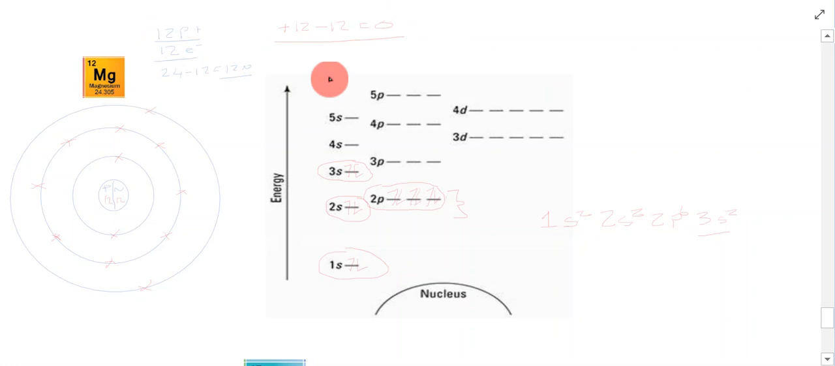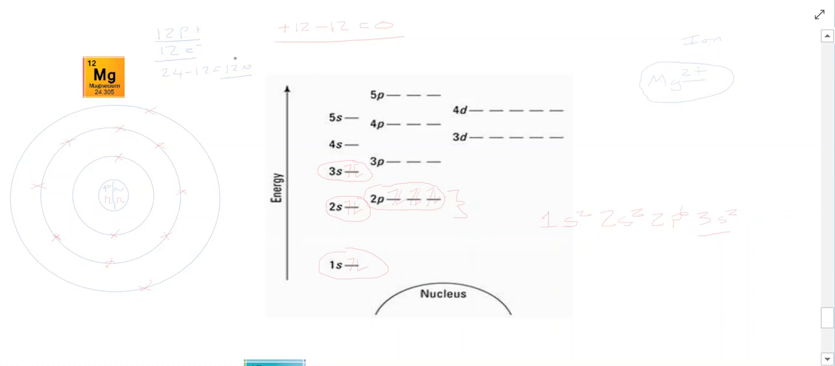Now, if we take the case of, imagine we have Mg2+. This here is what's known as a magnesium ion. So it's an ion, and it's what's known as a cation. It has a positive charge.